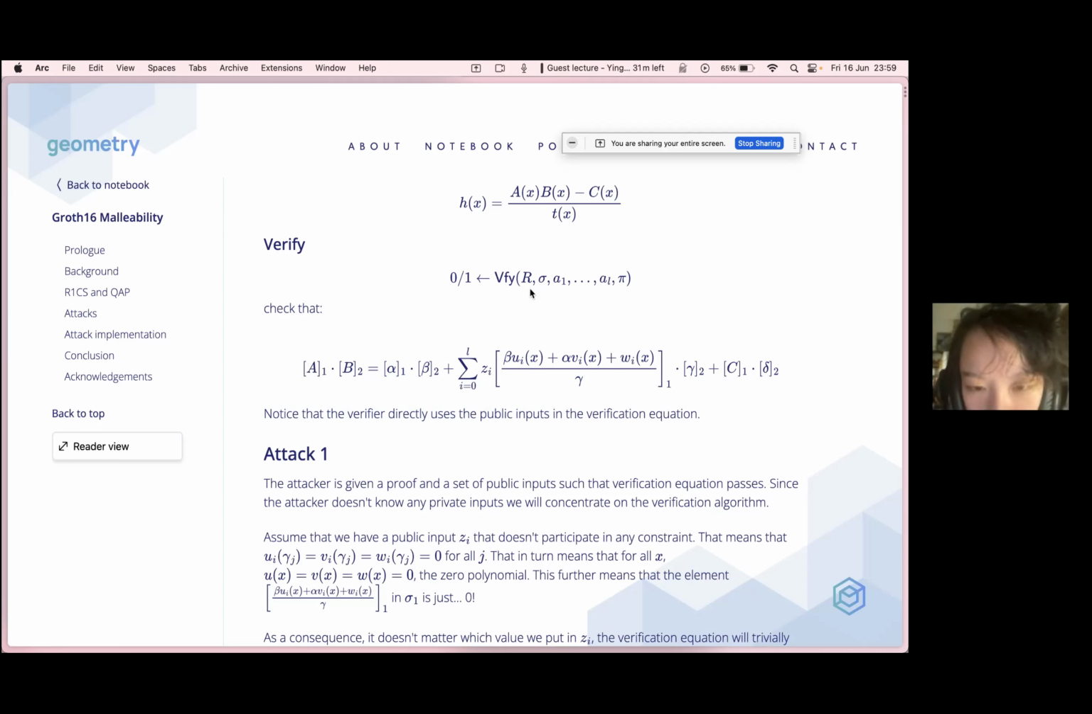But the issue is that if your public input isn't constrained by any gate, then each of these terms would evaluate to 0, and this whole term will evaluate to 0. And it does not contribute to this identity. Like there's no way this term could make the identity fail if your public input is not constrained. So that's why there's malleability for public inputs in Groth16 proofs.